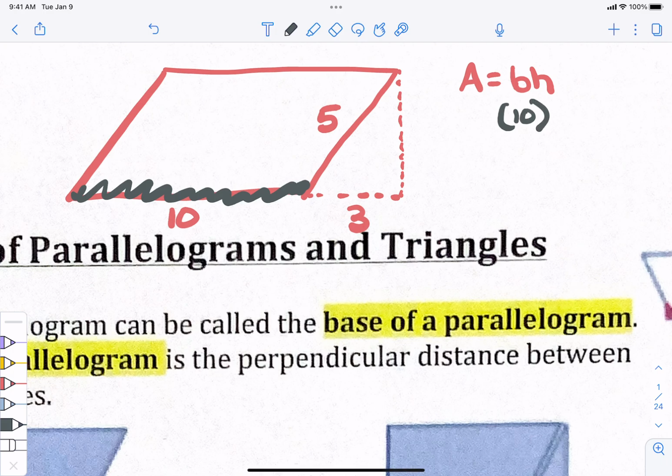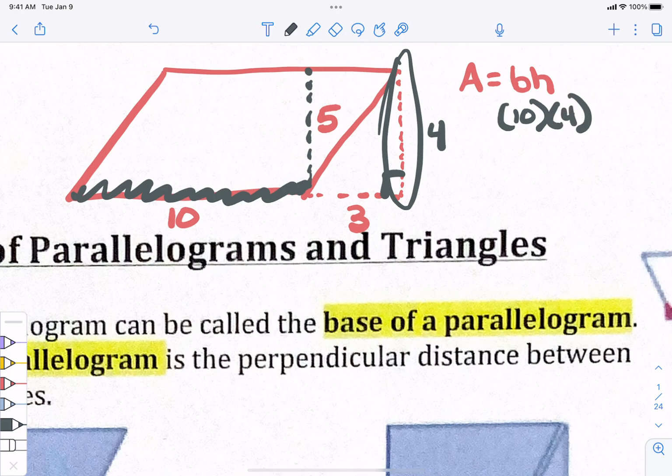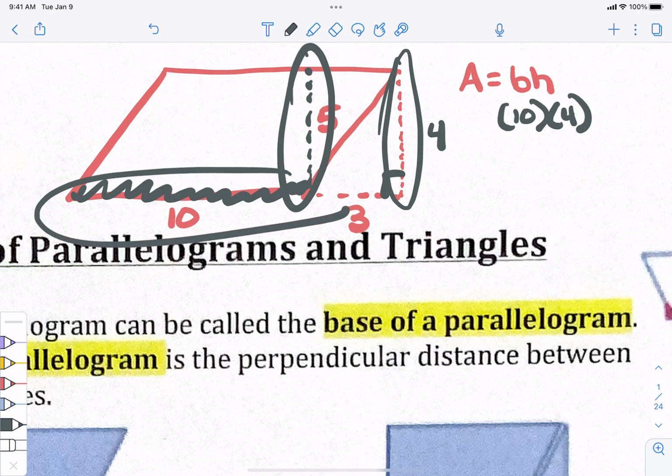Now, the reason why they put that 3 there is because the height is not 5. It's 4. The height is this height right here, which would be the same as this one, right? The reason why they label that 3 and 5 is that this is a right triangle. So using the Pythagorean theorem, this would be 4. So the height is 4. Do you see why they do that? Yep. So the height is not the slanted height. The height is the up and down perpendicular height. So these two dimensions that I use for my base and my height are perpendicular to one another. Does that make sense? So this area would be 40 units squared.